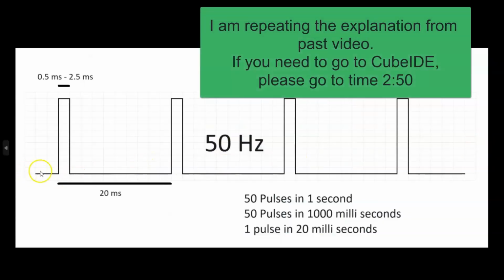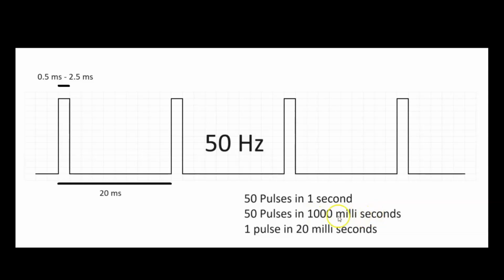A 50 hertz signal is something like this. There are tiny pulses. So 50 pulses in 1 second. That's the 50 hertz. So 50 pulses in 1000 milliseconds. So one pulse in 20 milliseconds. That's how we got this 20 milliseconds.